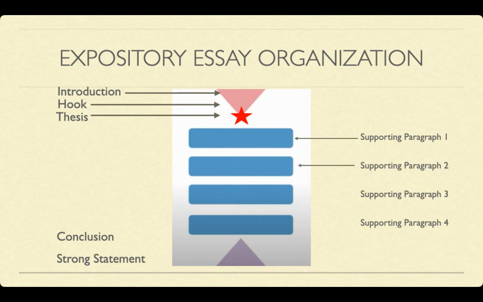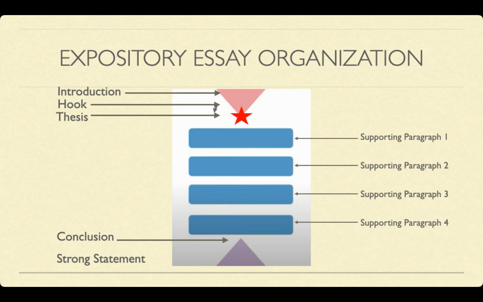The four rectangles in the diagram represent the body of the essay, where the thesis is supported with evidence. For purposes of this essay, you'll probably have anywhere from 3 to 5 supporting paragraphs. Now, the triangle at the bottom represents the end or conclusion paragraph of the essay. And that's where you remind your reader of the point of the writing.